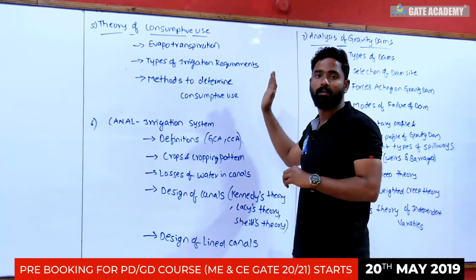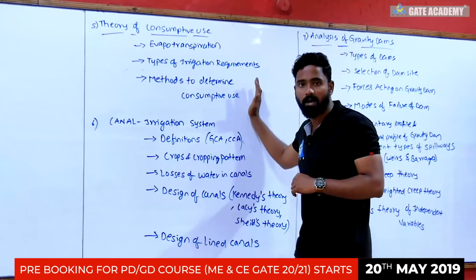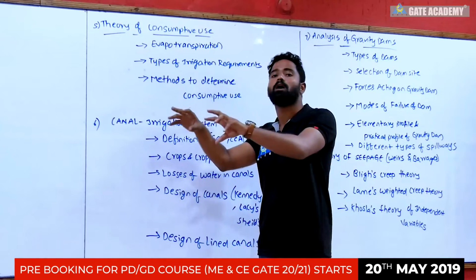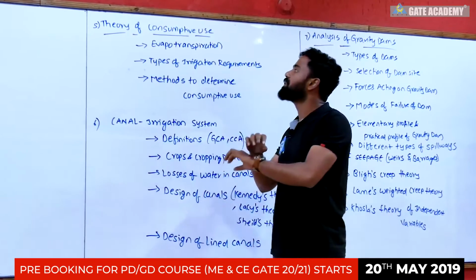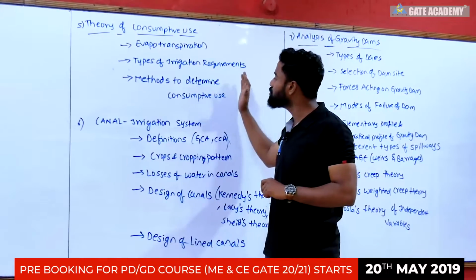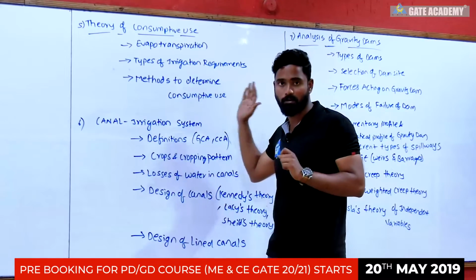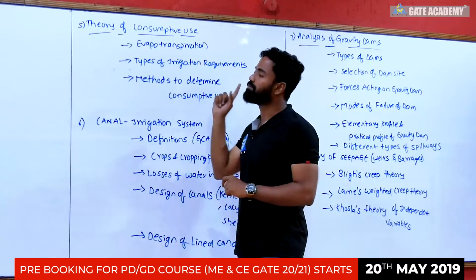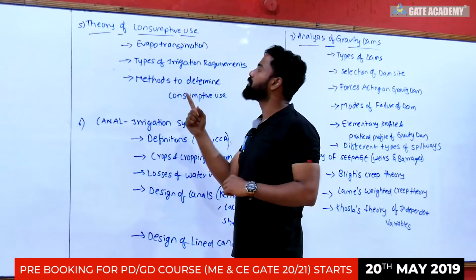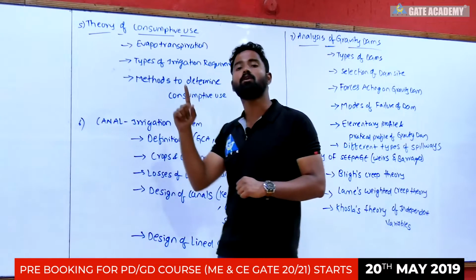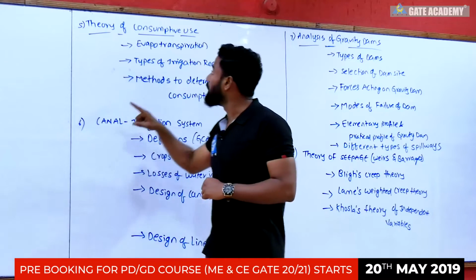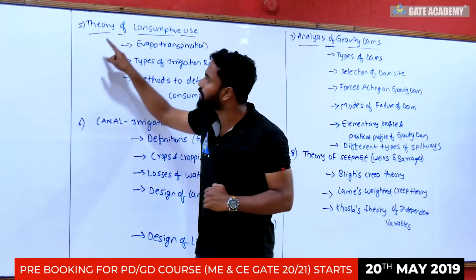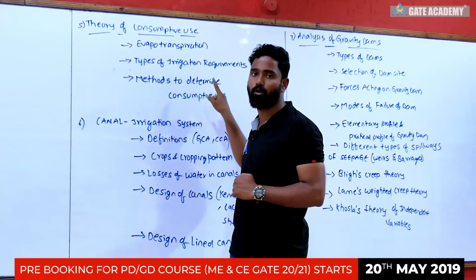lysimeter method, and then Blaney-Criddle equations, Penman's equations, experimental plot method, and input inflow outflow method. These are the different methods that are used to find out the consumptive use. Remember, consumptive use is very important to find the frequency of irrigation. So based upon the frequency of irrigation, the yield of the crop is dependent, and this whole topic is generally more important from an engineering services point of view.